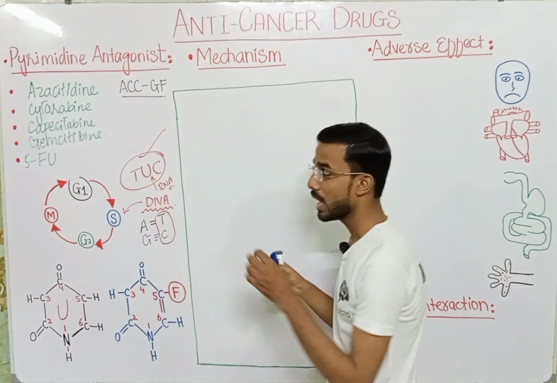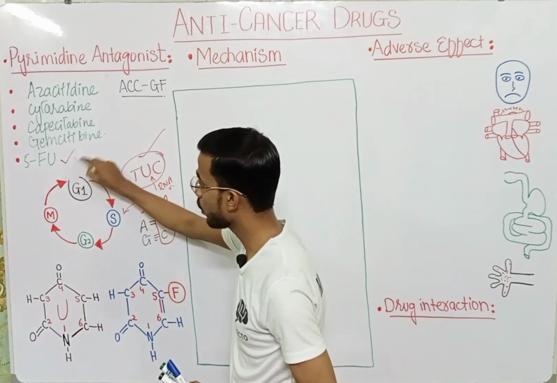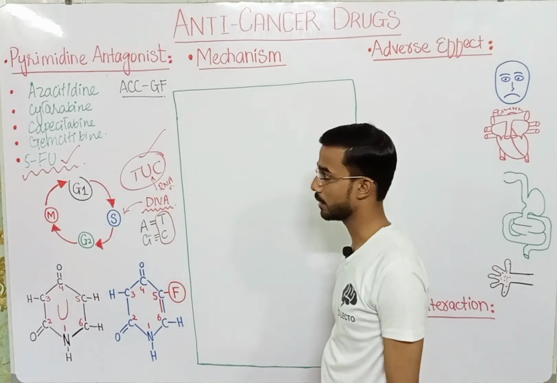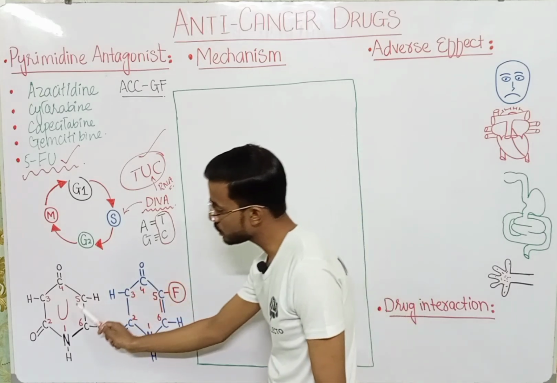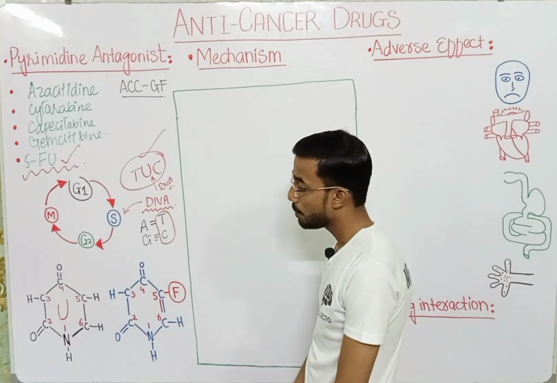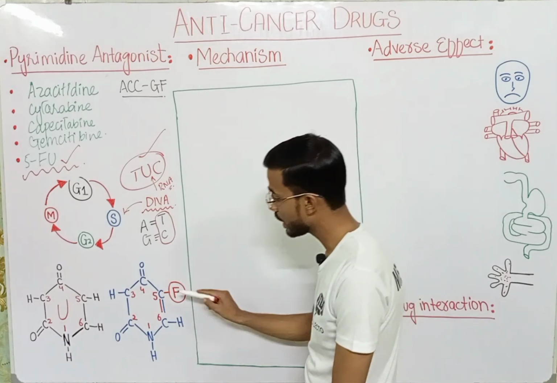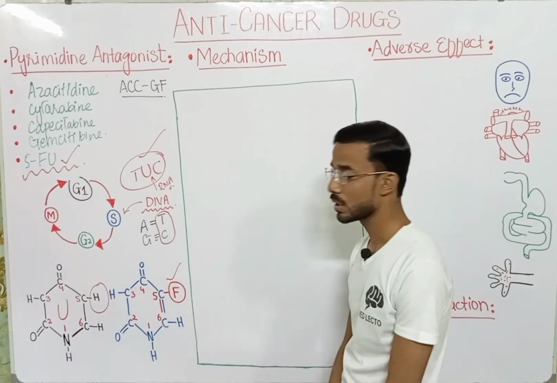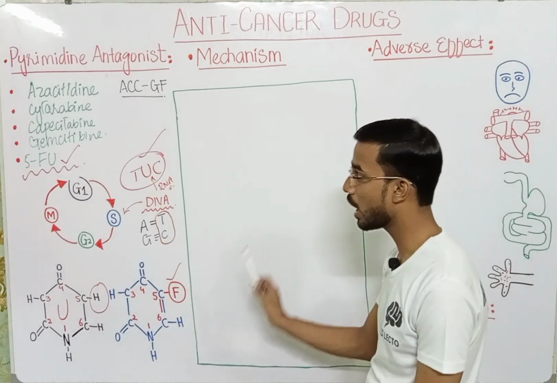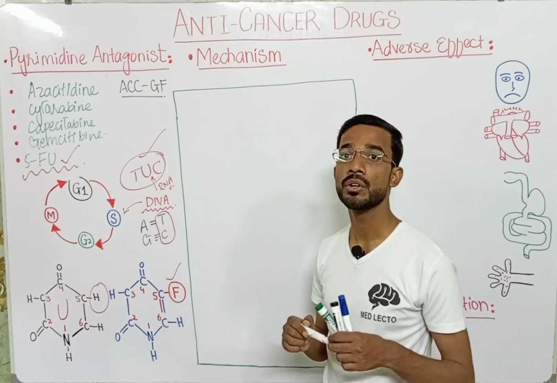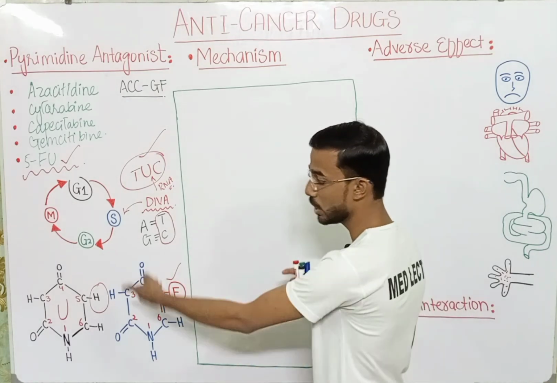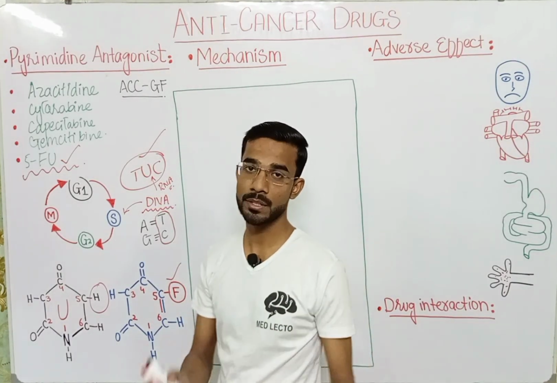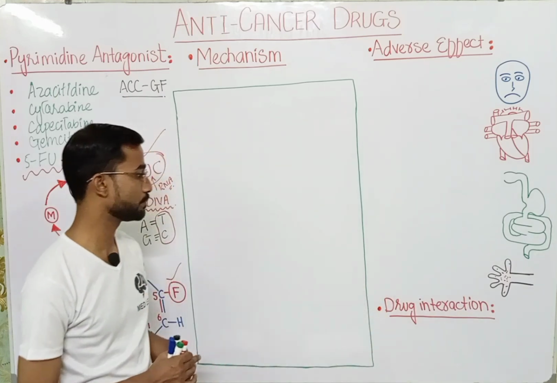In this lecture we will discuss in detail the 5-fluorouracil drug. This is the normal structure of uracil, but the basic difference is here. At the 5th position, the hydrogen is replaced by fluorine. That's why we call this drug 5-fluorouracil. It is similar to uracil, but the basic difference is the replacement of hydrogen with fluorine at the 5th position.